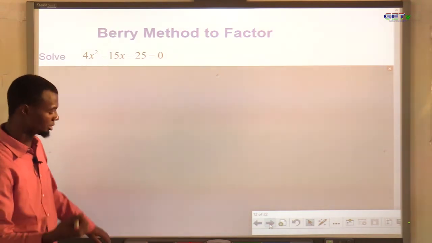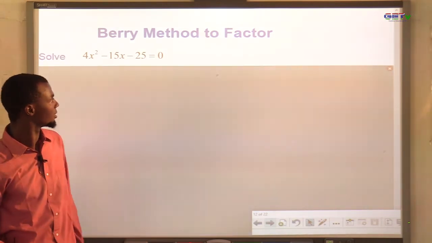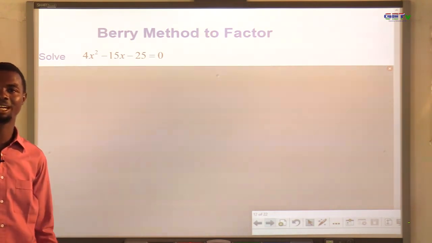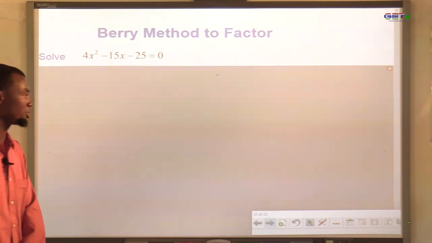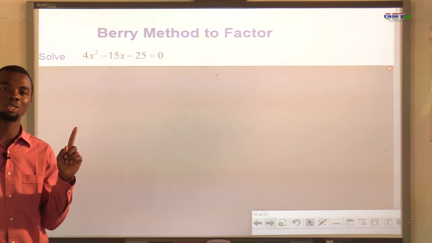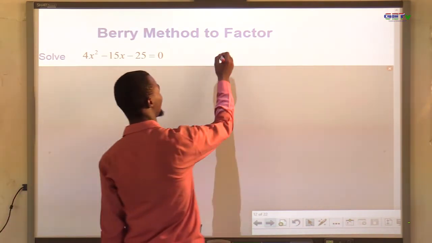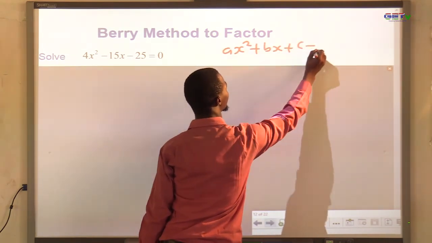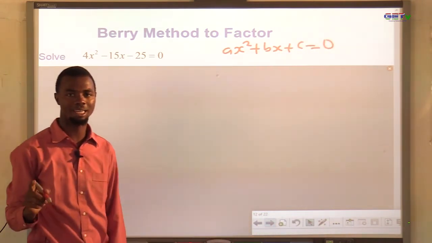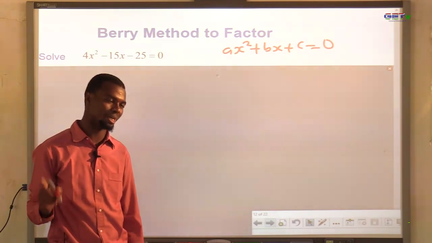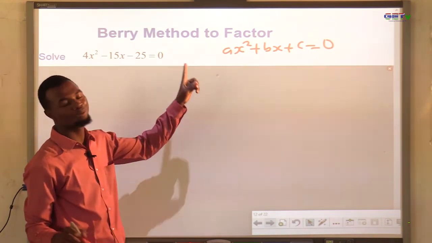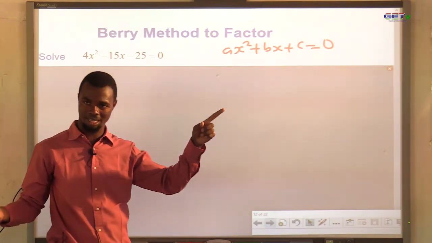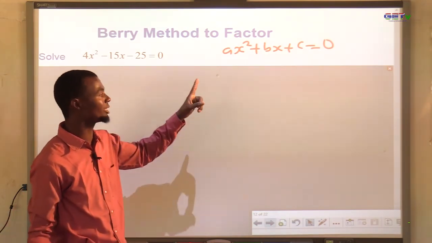We have another equation. The equation is 4x squared minus 15x minus 25 is equals to 0. Continuation. They say if a does not equals 1. What is a? When you have the equation, the general formula is ax squared plus bx plus c is equals to 0. When a is not equals to 1, meaning a is more than 1. It cannot be 0. A is more than 1 or a is less than 0. It can also be negative, but it cannot be 0.